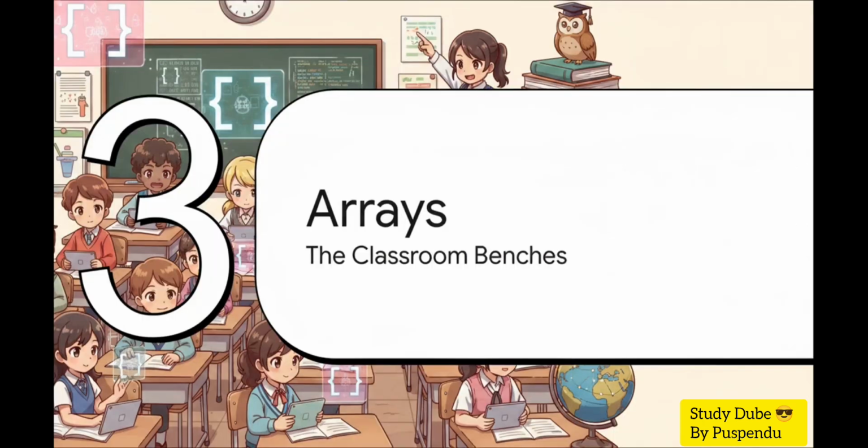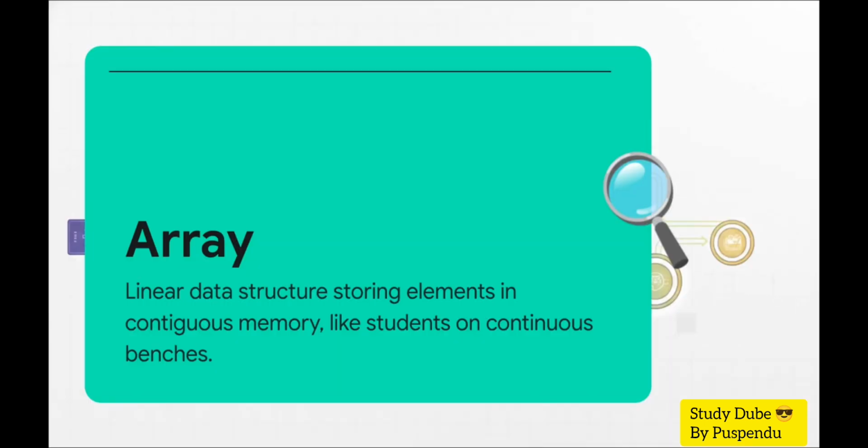Section 3. Arrays in the classroom benches. Time to dive into our very first linear data structure. A classroom actually models an array perfectly. Technically, an array is a linear data structure that stores elements in contiguous memory locations. But just picture 10 students sitting on continuous classroom benches. No gaps, just sitting right side by side.